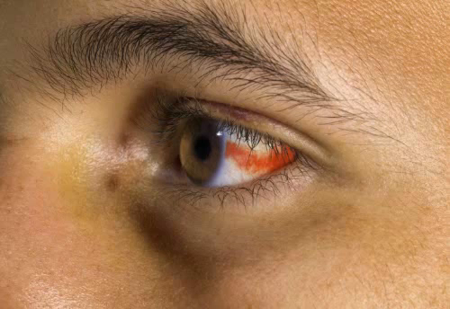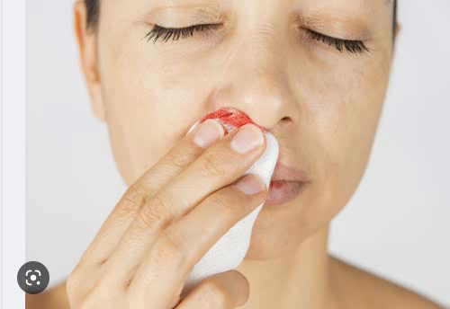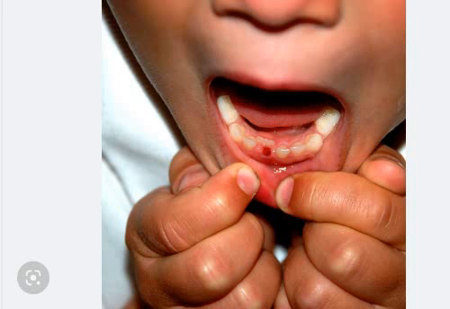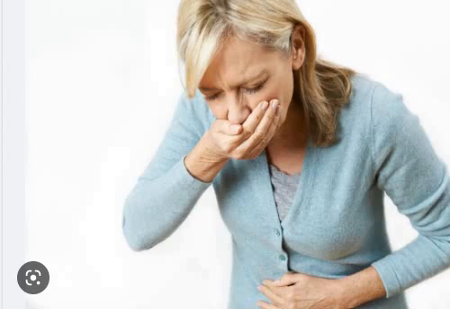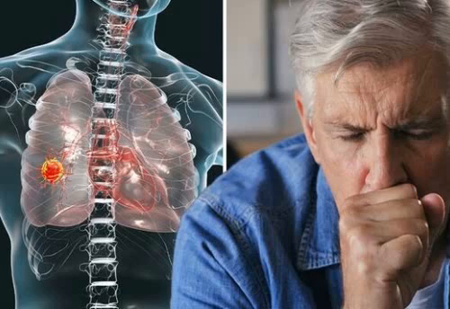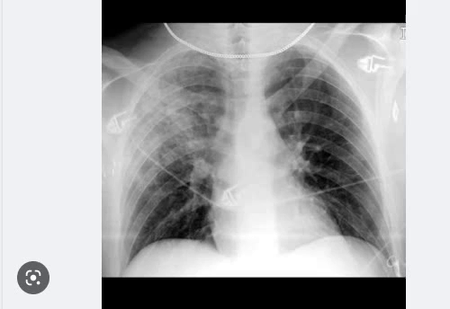Eyes. Subconjunctival hemorrhage. Bloody eye arising from a broken blood vessel in the sclera, the whites of the eyes. Often the result of strain, including sneezing, coughing, vomiting or other kind of strain. Nose. Epistaxis, nosebleed. Mouth. Tooth eruption, losing a tooth. Hematemesis, vomiting fresh blood. Hemoptysis, coughing up blood from the lungs. Lungs. Pulmonary hemorrhage.